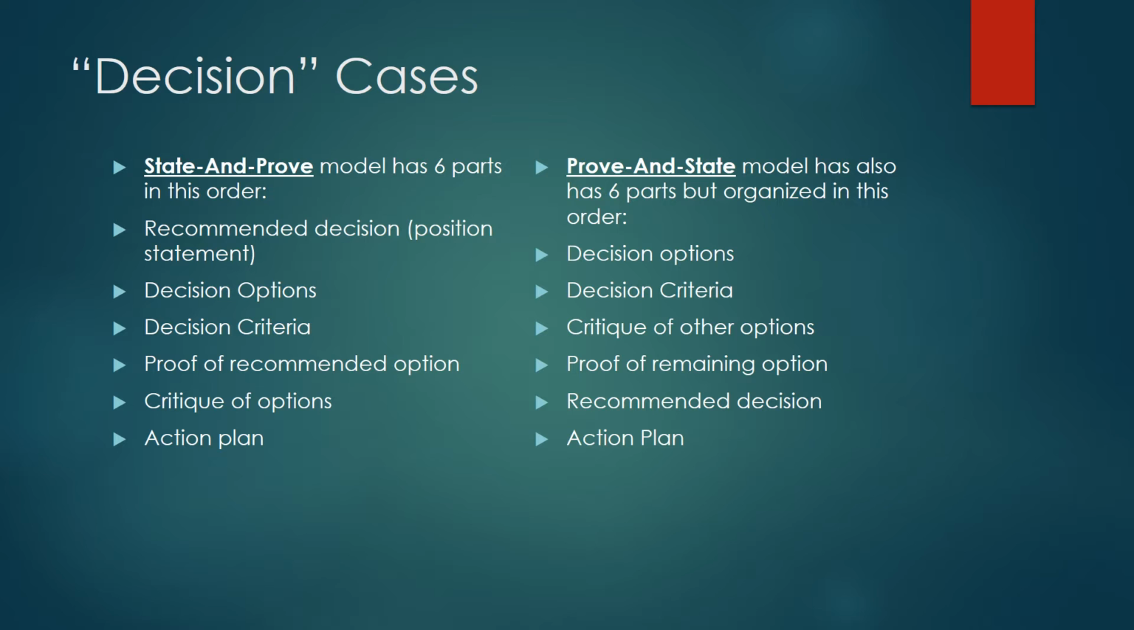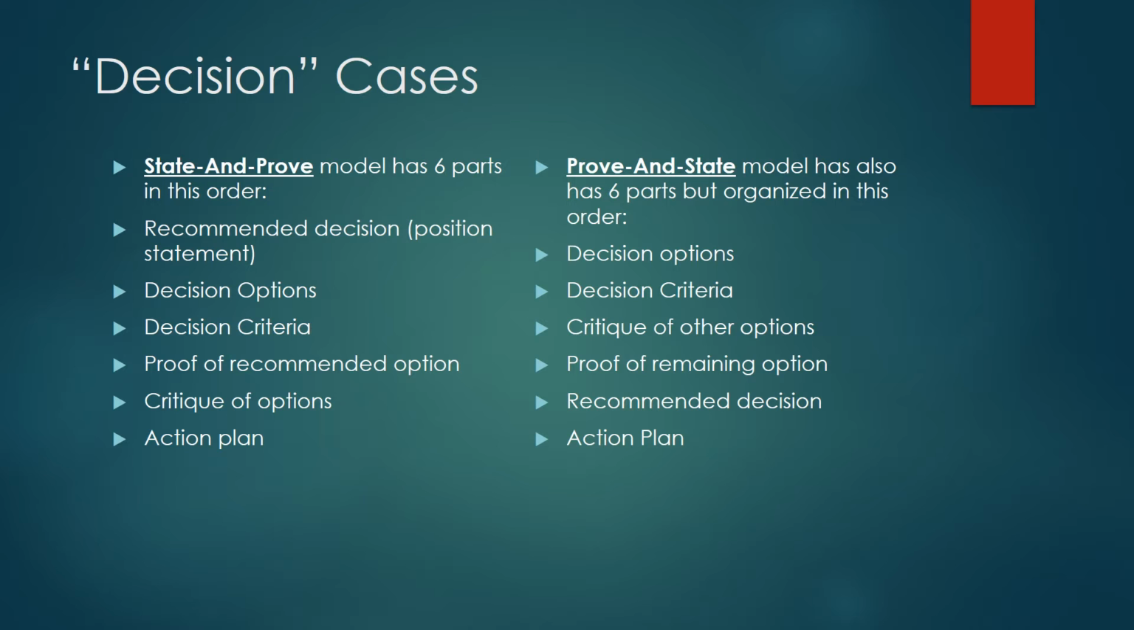Decision cases can be a little trickier than problem cases, and the author of our textbook suggests two different ways to attack a decision case. So the first method is called the state and prove model. It has 6 parts, and they're addressed in a particular order. So first would be the recommended decision, which is also your position statement. Second, decision options. Third, decision criteria. Fourth, proof of recommended option. Fifth, the critique of options. And finally, your action plan.